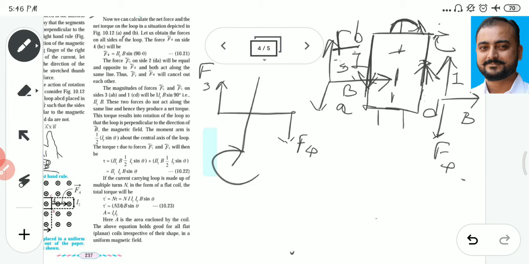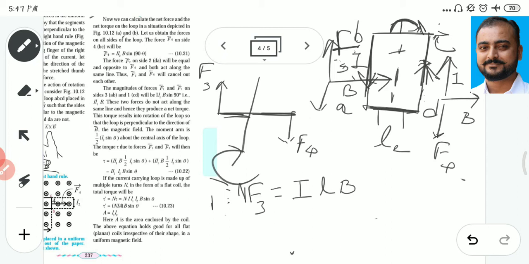Now friends, remember, this is your moment arm, and as you observe this diagram, this is nothing but your length L2. I explained this in the initial case. Here you have to consider this length as L2. So what is the force F3? The force F3 is equal to, according to the simple relation, I into L into B.